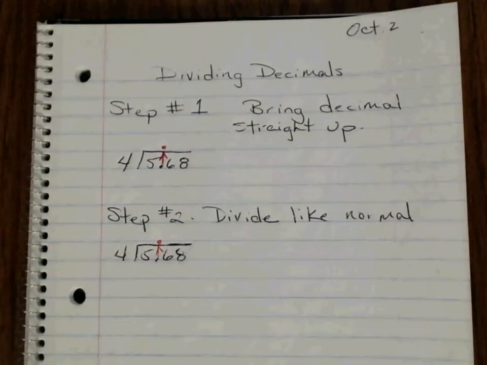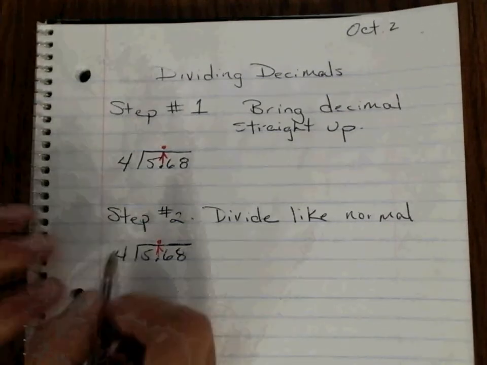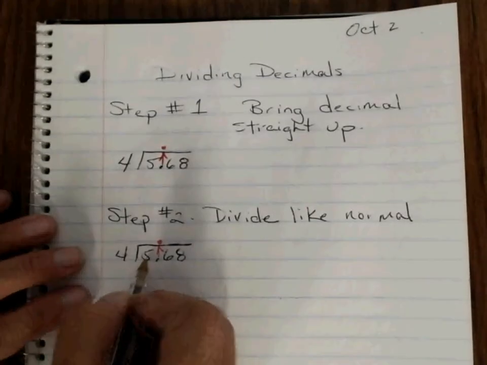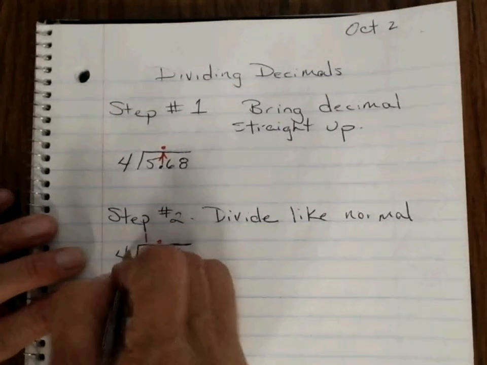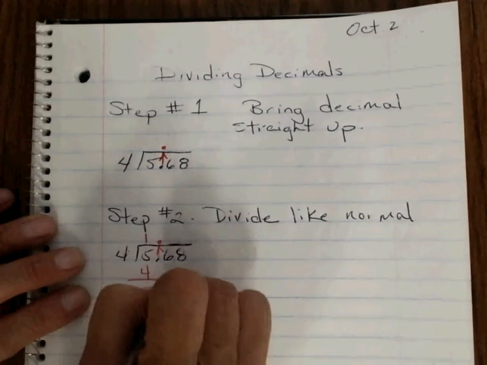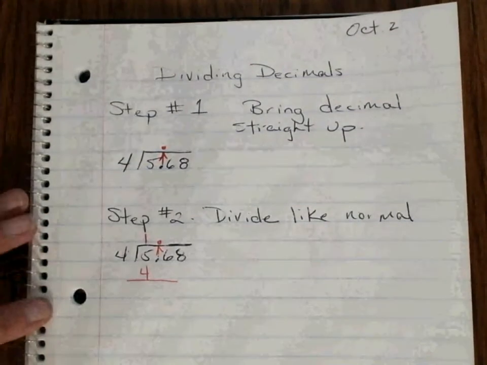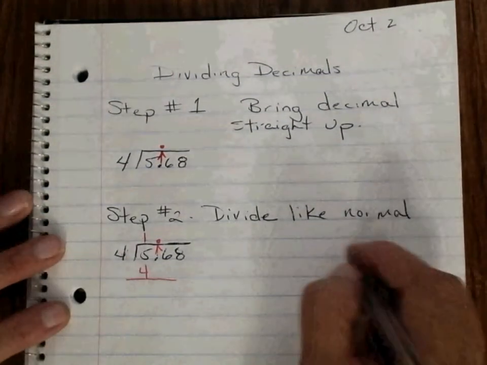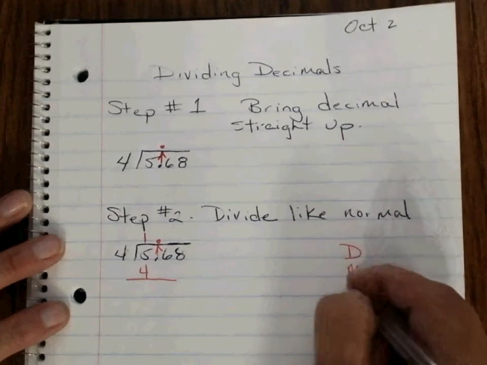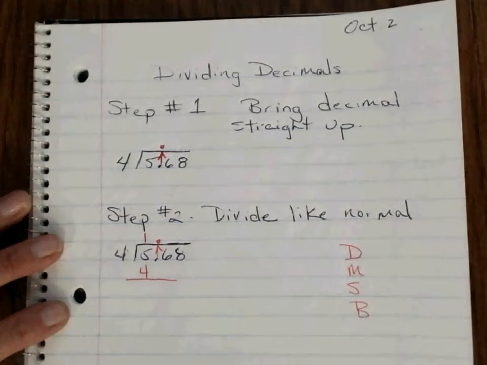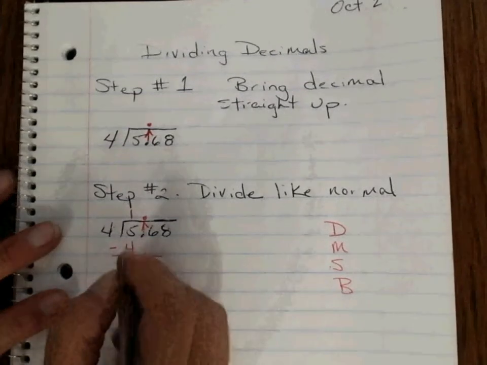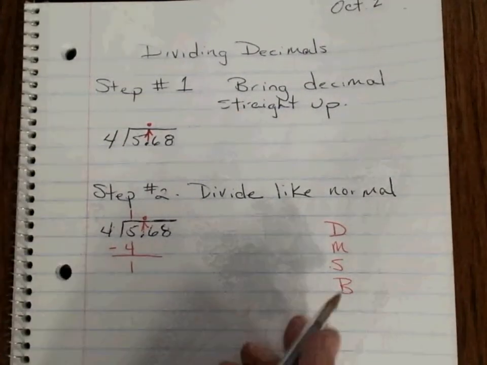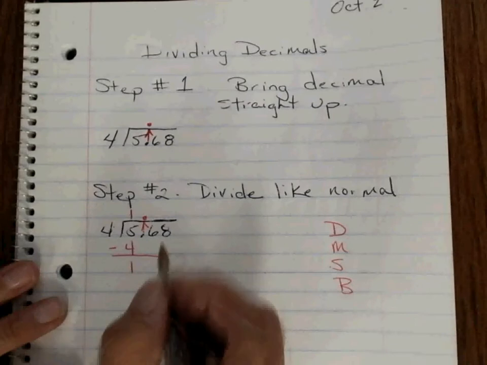Okay, so now I ask myself, how many groups of 4 will fit into 5? That's 1. 1 times 4 is 4. So when I say divide like normal, we're going to do our divide, multiply, subtract, bring down. Now I'm at subtract. 5 minus 4 is 1. And now I'm at bring down. So I'm going to bring down the 6.